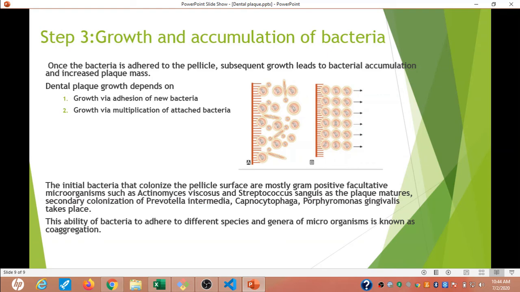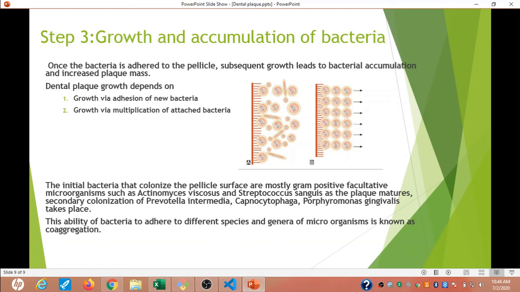So first, in diagram A, new bacteria is adhering. In diagram B, attached bacteria is multiplying. So first bacteria will adhere, then they will combine with epithelial cells, PMNLs, then they form a monolayer, then other bacteria will come, then they will multiply. In this way, dental plaque is formed.